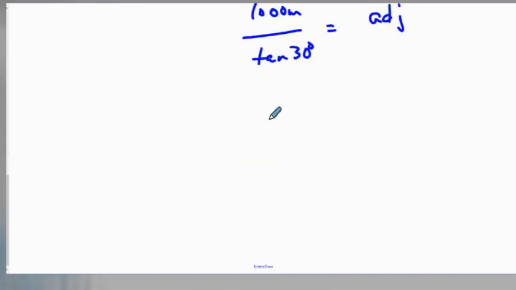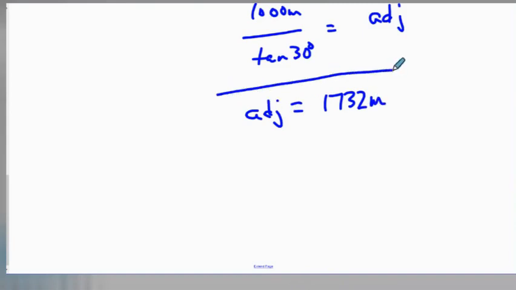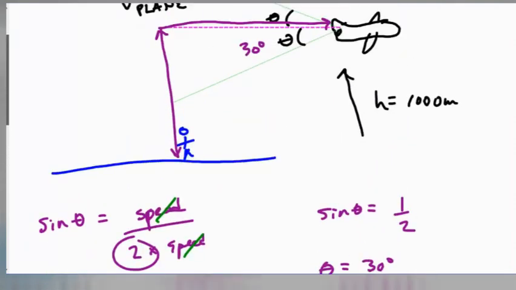And I'm going to get a calculation that my adjacent is 1,732 meters. What does this mean? This means that the airplane is going to be 1,732 meters past me before I hear the sonic boom. Now I could use the speed of sound and figure out how many seconds that is. I'm going to guess at Mach 2. It's going to be a couple seconds away.